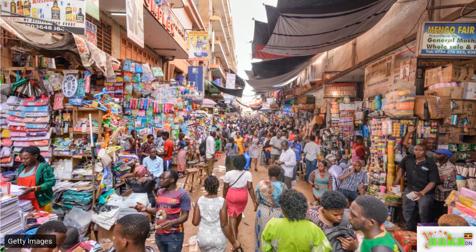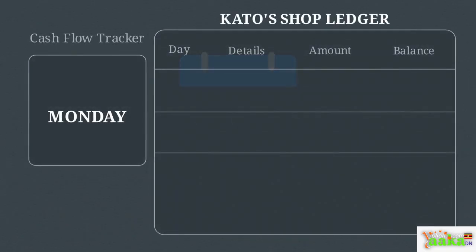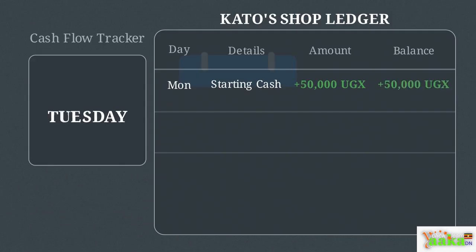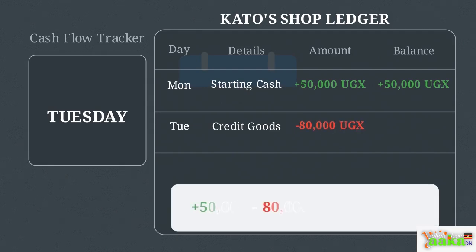To see how integers and operational rules work in reality, let's track the cash flow of a small shop operating in a busy Kampala market. On Monday, the shop owner, Kato, opens his cash box to find 50,000 shillings. We record this starting cash as a positive integer. On Tuesday, Kato takes a delivery of new goods on credit worth 80,000 shillings. By subtracting the 80,000 from his 50,000 on hand, his balance drops below 0. He is now operating at a negative 30,000 shilling deficit.